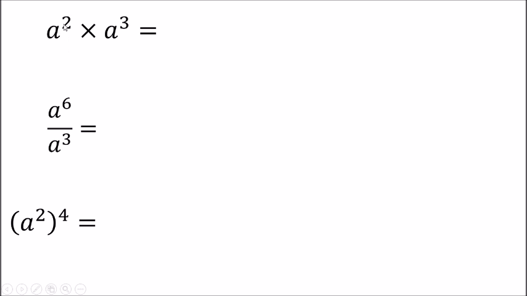Okay, so a squared multiplied by a to the power of 3. Well, what does a squared actually mean? Well, a squared means a times a. What does a cubed mean? A cubed means a times a times a. So timesing these together, what do I have? Well, I have 1, 2, 3, 4, 5 lots of a all times by themselves, so that gives me a to the power of 5.